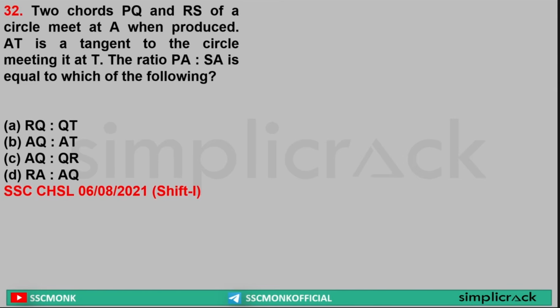Two chords PQ and RS of a circle meet at A when produced. AT is tangent to the circle meeting at T. The ratio of PA to SA. See, let's say this is a circle. So PQ extended, RS extended, they met at A. AT is tangent to the circle. See, AT is the tangent here. It is asking what is the ratio of PA to SA.